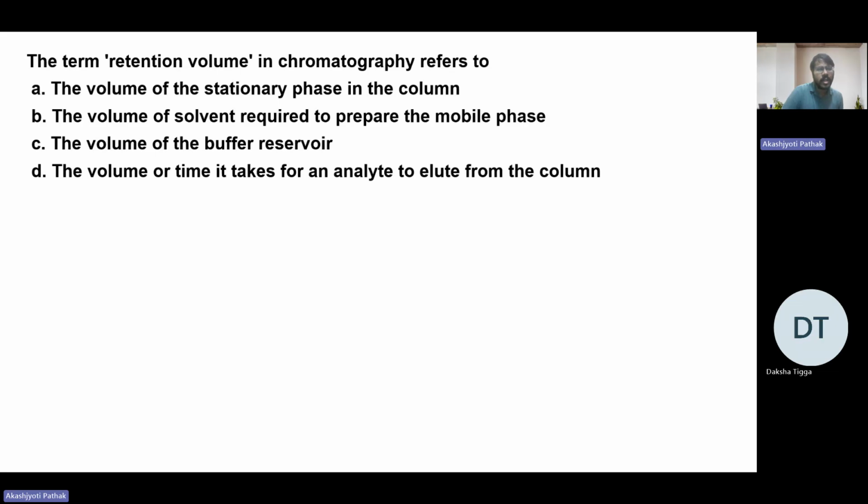What is retention volume? It can be retention time, it can be retention volume. That is, at what time or at what volume of your mobile phase your analyte is getting eluted. So it is the volume or time it takes for an analyte to elute from the column. You can express it in volume or in time, that is, what volume of buffer is required to elute your protein. For example, if you have a mixture of different proteins, some protein will get eluted within 45 minutes, some will get eluted after 90 minutes. So that is the retention volume.